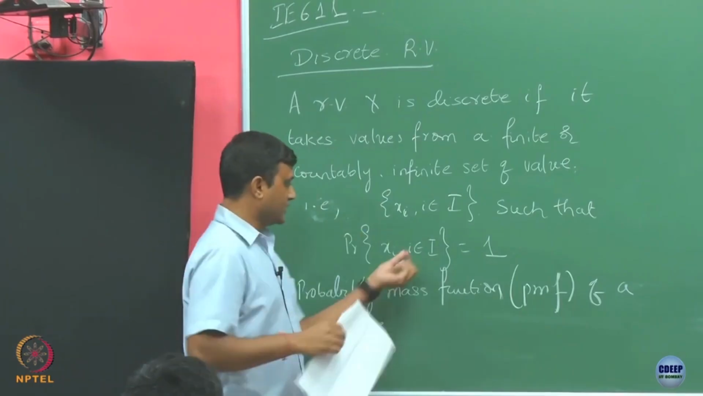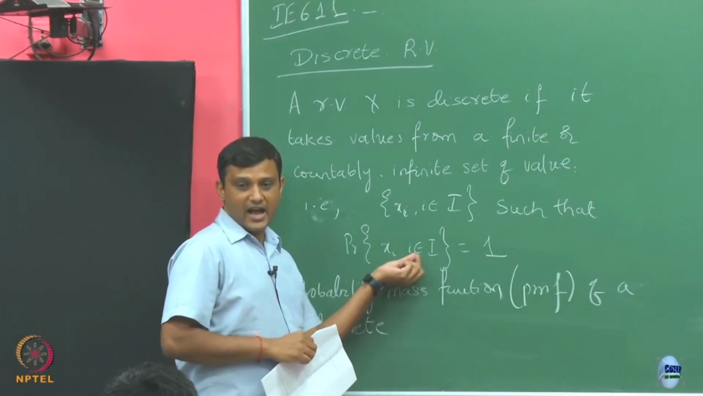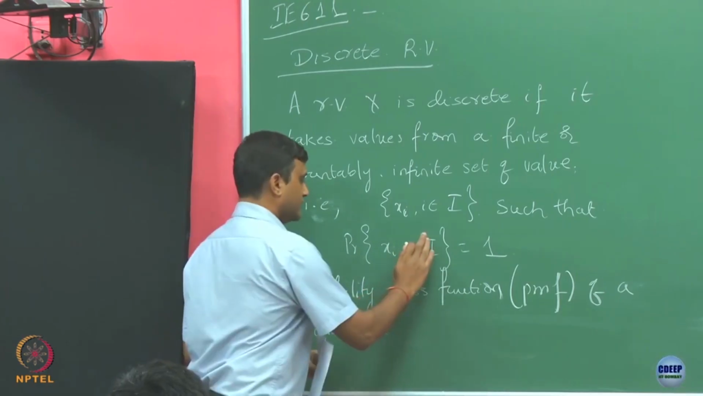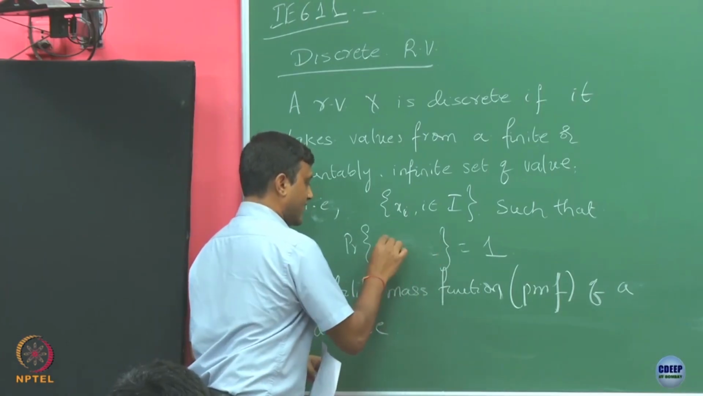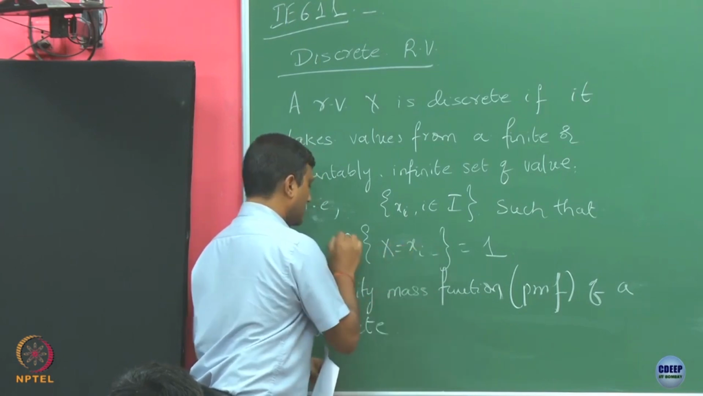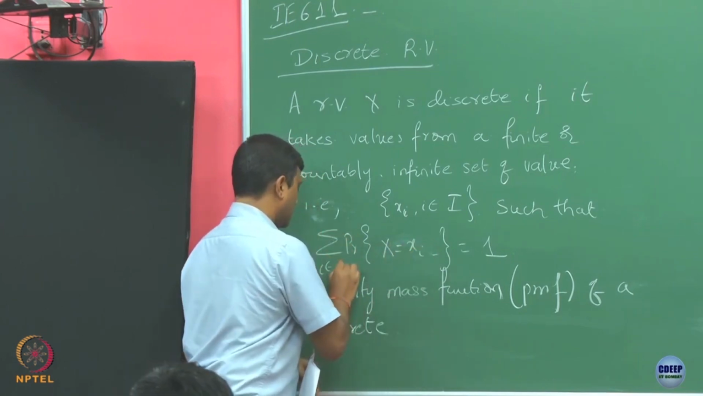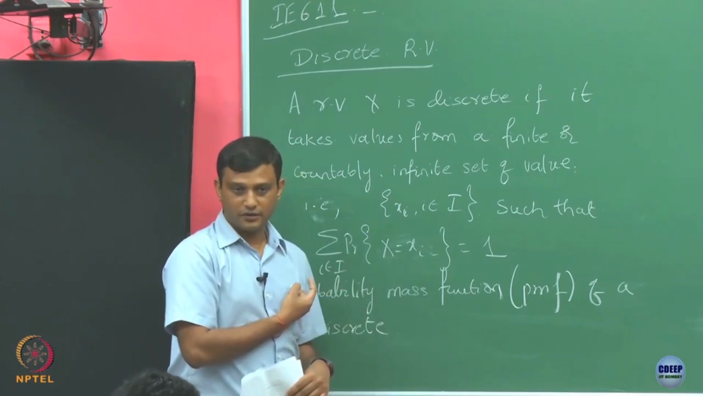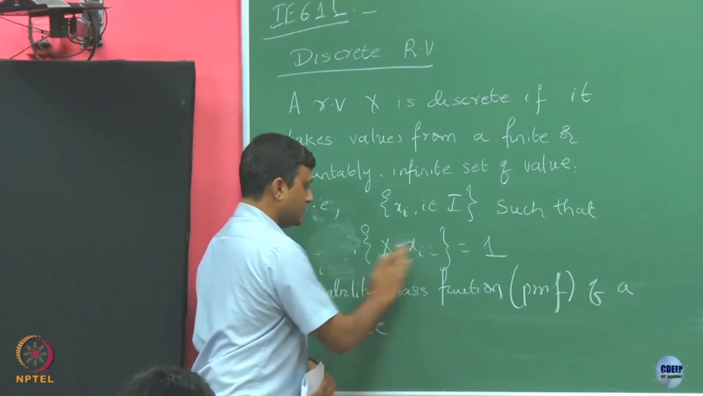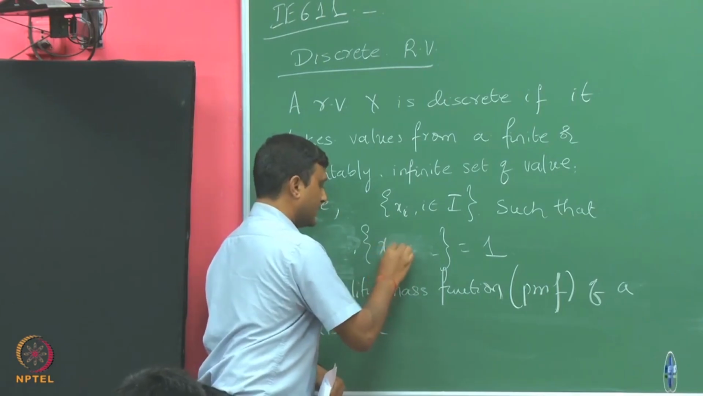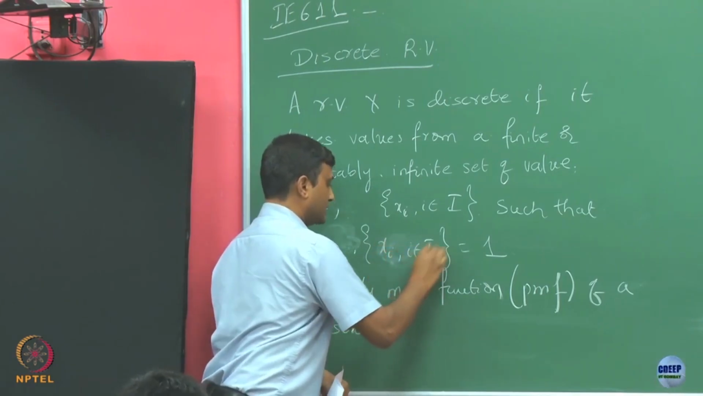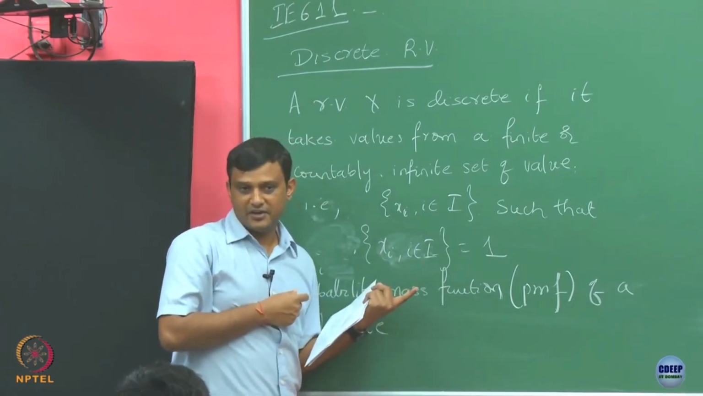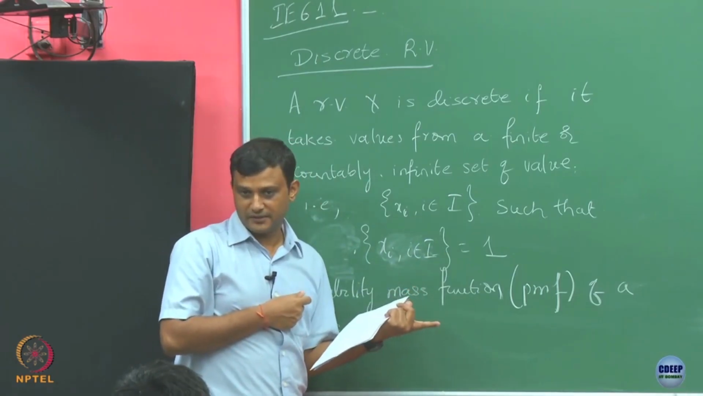Not really, because I have already said this is for all i coming from this set I. If I do not have this, and if I write like this, then I need to include this. But the way I have written it earlier, it is just x_i with i taken from this set. This means it is already including all possible values that my random variable is taking, and that is why this probability is already 1.